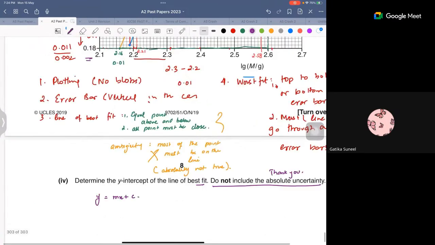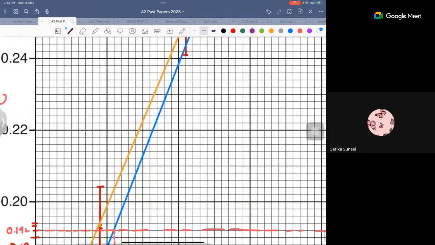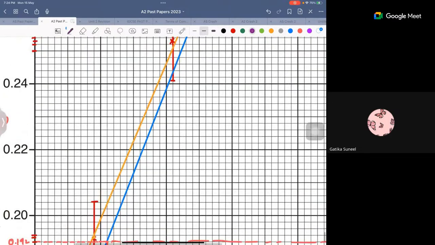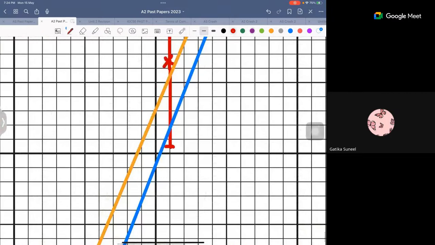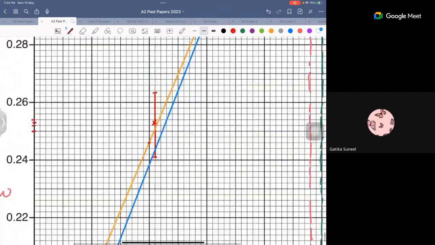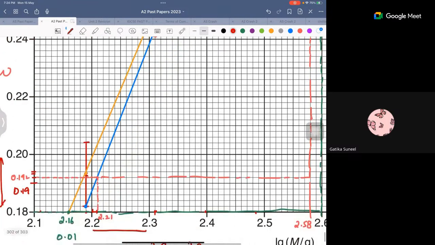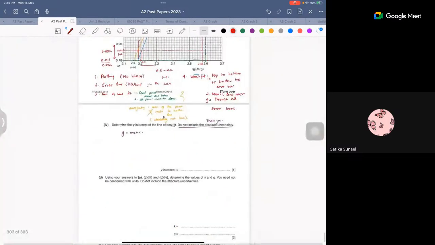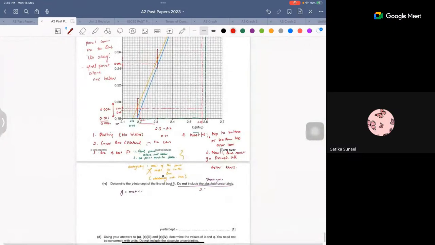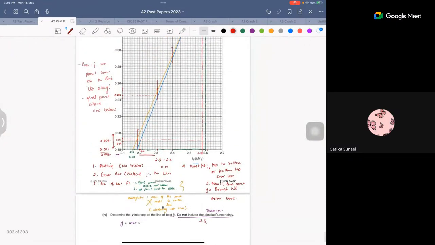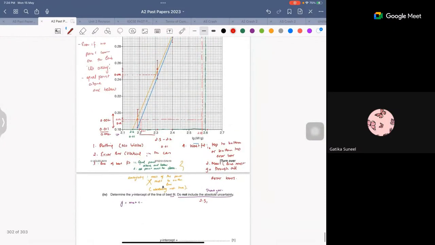Just take another point on the best fit, the yellow line. I'm going to take this point. This seems like 2.42, 2.44, 2.46, so 0.246. And this is 2.3. So we got 2 points, 2.3 and 0.246.